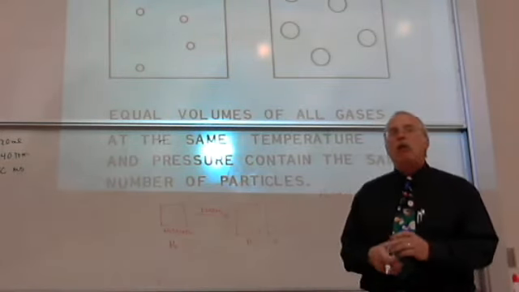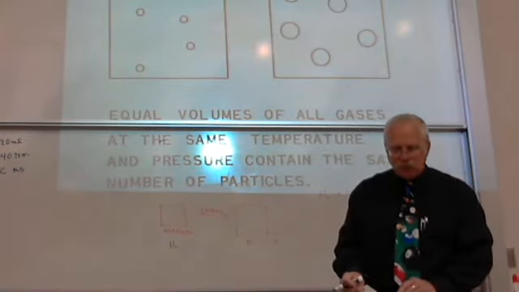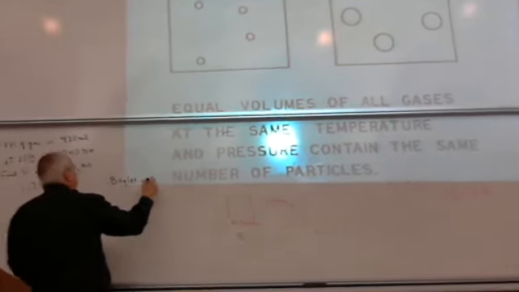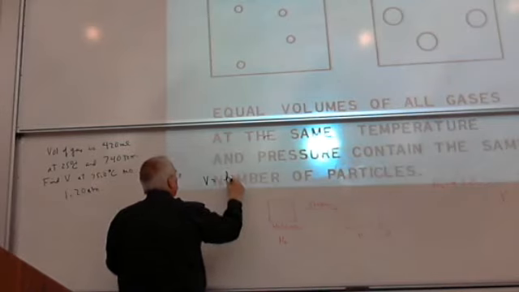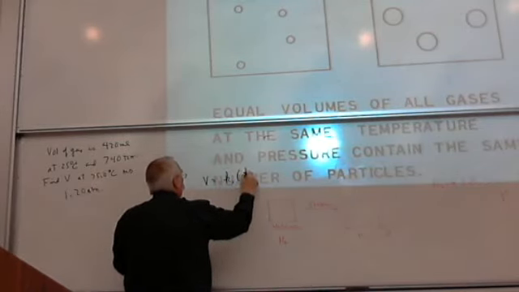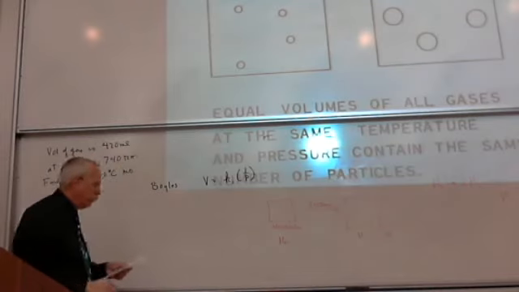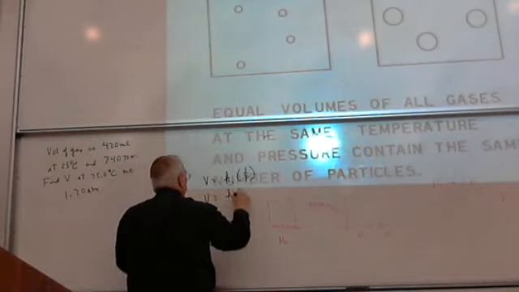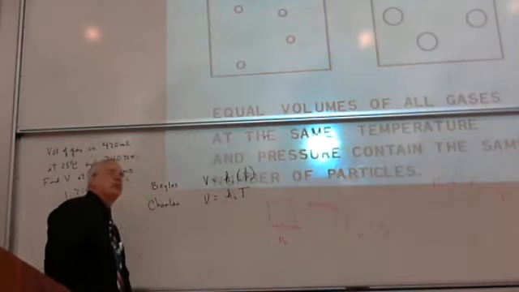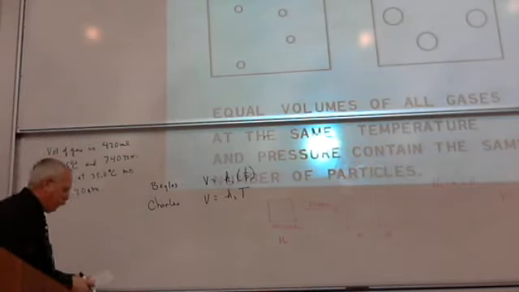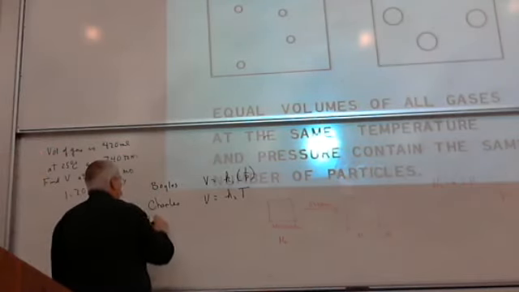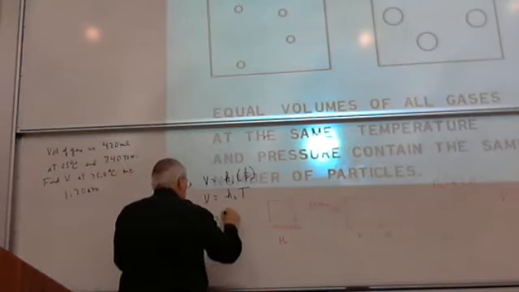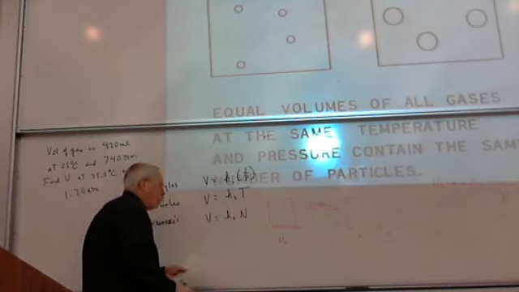So, we've developed 3 laws at this point. Let me summarize them very quickly for you. We have Boyle's law, which says that the volume is equal to a constant, let's call it K1, times 1 over the pressure, that the pressure and the volume are inversely related. We have Charles' law, which says that the volume is equal to K2 times the absolute temperature. Remember, that's got to be in Kelvin. And we have Avogadro's law, which says that the volume is equal to K3 times the number of particles.